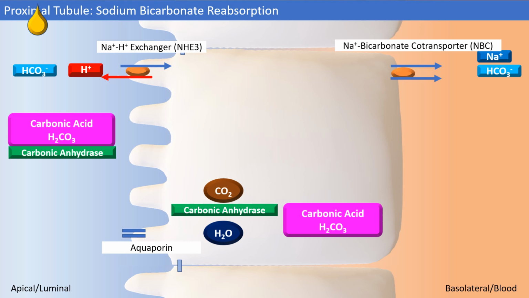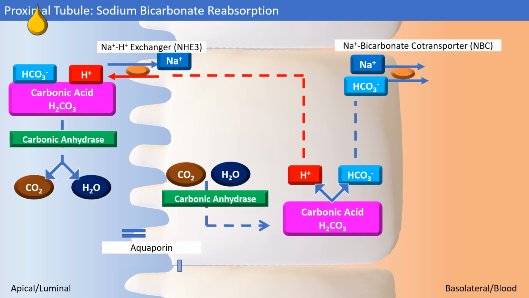To block proximal tubular sodium reabsorption, we could technically inhibit anything that is involved in this multi-step process. So what do we have clinically that can block sodium reabsorption at this segment? Sodium reabsorption along with bicarbonate at the proximal tubule can be blocked by a class of diuretics called carbonic anhydrase inhibitors.